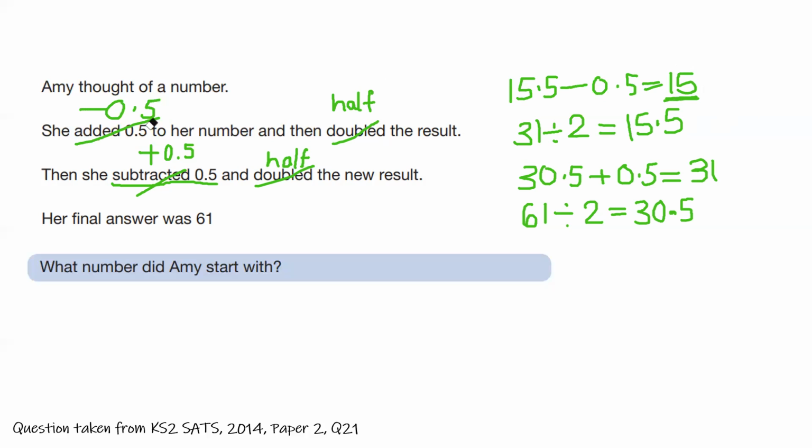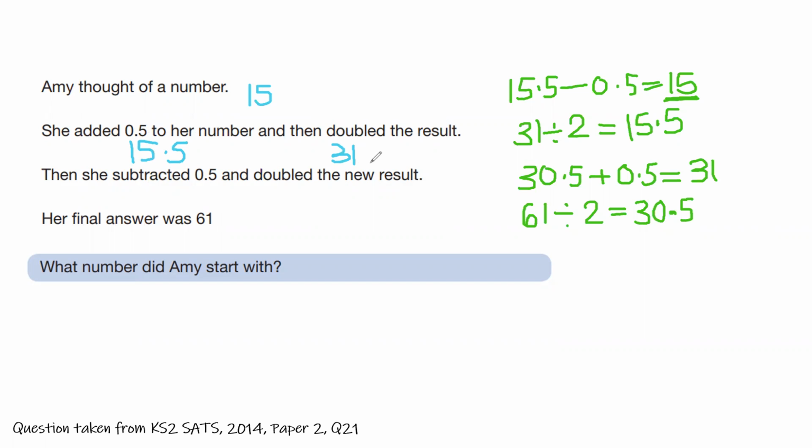But there is a really good way that we can check this, because we think that this is the number that she was thinking of. So how about we try it? We think Amy's thinking of the number 15. Okay, so she's added 0.5. If we do that, we're going to end up with 15.5. And then she's doubled that. So if we double 15.5, we're going to end up with 31.